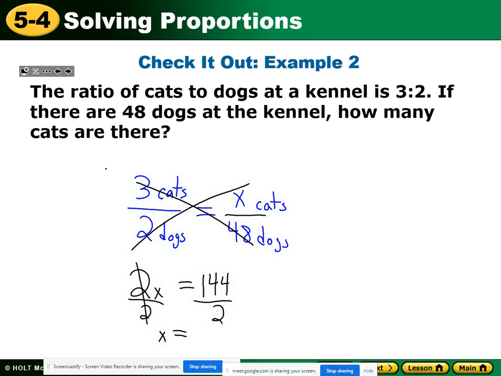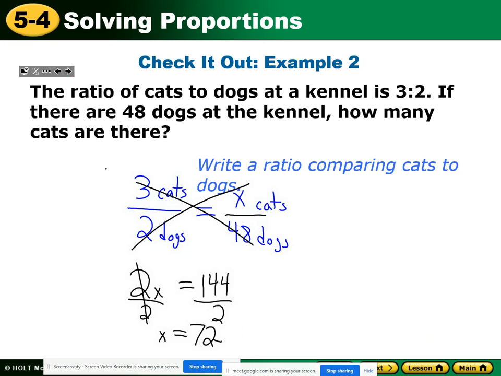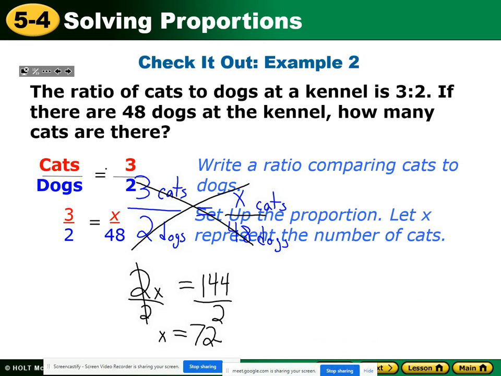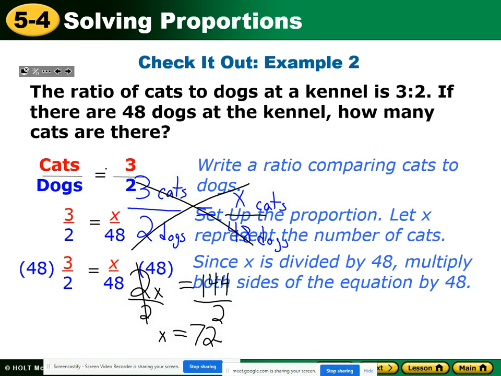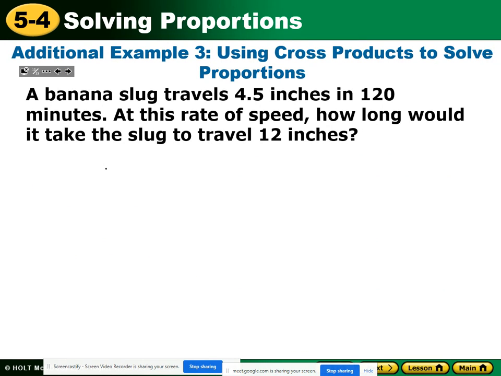So how many cats are there, Trenton? 72. 72 cats. All right. Let's see if we set it up good or if they switch things around on us. All right. They did it exactly like us. There we go. And they get 72x, which is 72 cats. All right. Let's try one on our own.